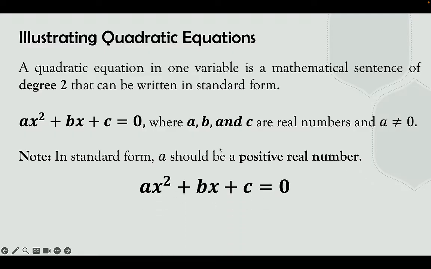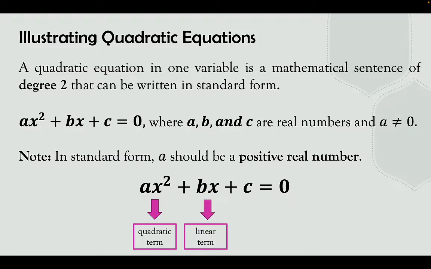So we have here the quadratic equation ax squared plus bx plus c equals 0. The ax squared is the quadratic term, the bx we call the linear term, and the c is the constant term. We need to remember the quadratic term is the term with degree 2, or to the power of 2. The linear term is the term which has a variable with an exponent of 1, and the constant term is the term with no variable present.